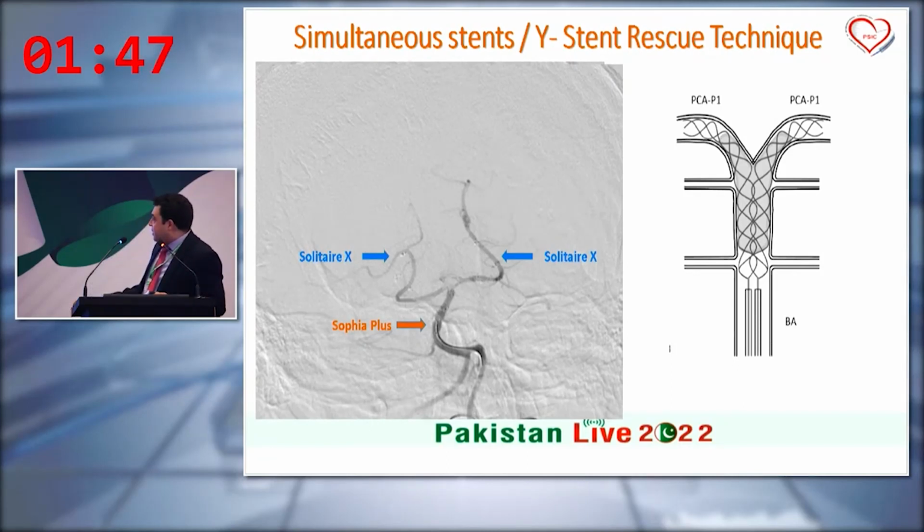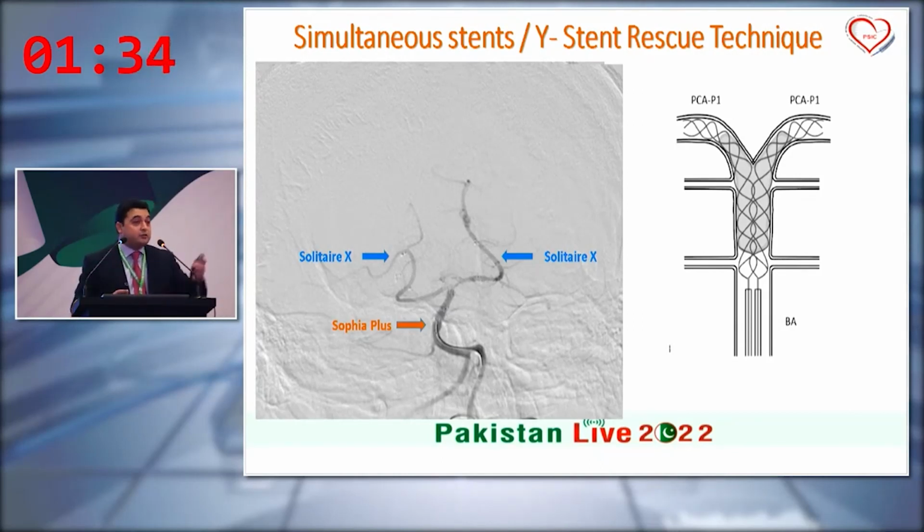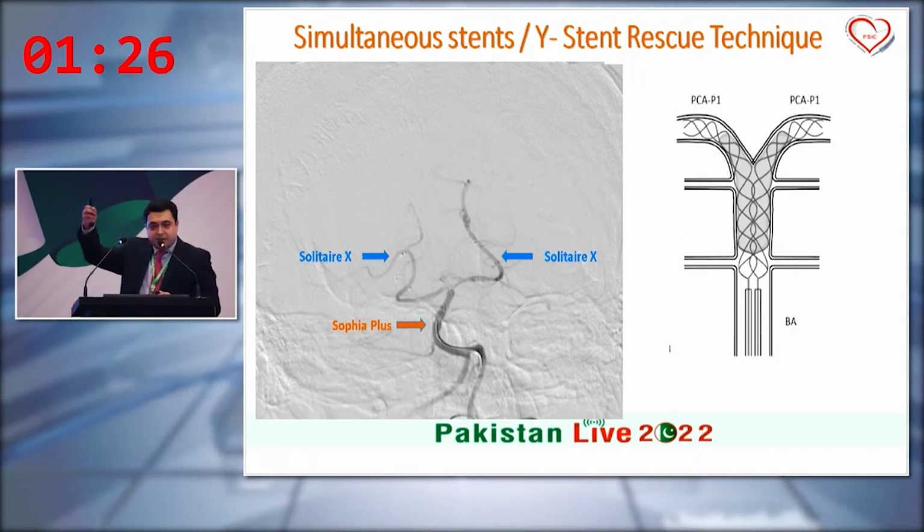You can see these horizontal stumps. These are in the PCAs, and you have the vertical stump, which is extending. Both these stents have a vertical stump, which is extending into the distal basilar, and then the Sophia Plus was taken up. Ideally, it was supposed to be taken up, and luckily we were able to take it up almost up to the distal basilar, engulfing this vertical limb of the 2 stents. And after this, the whole assembly was pulled down.